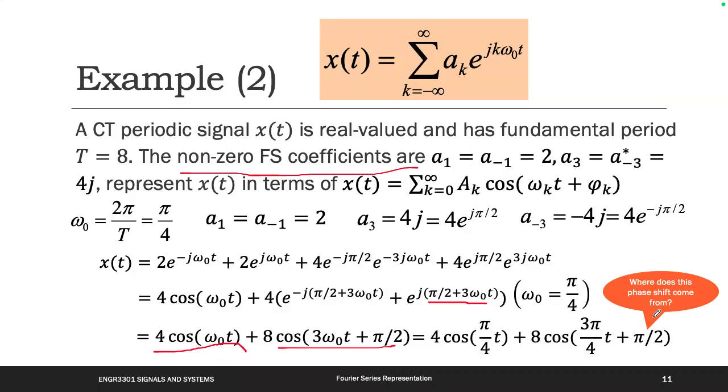And let's try to see where this phase shift comes from. You know? A3 or A-3. Because for A3 and A-3, you can see this only has an imaginary part, so they will involve some phase shift. Okay, let me ask a question. If A3 and A-3 equal 2 plus 4j, will there be a phase shift? Are you sure? Yes, it will.